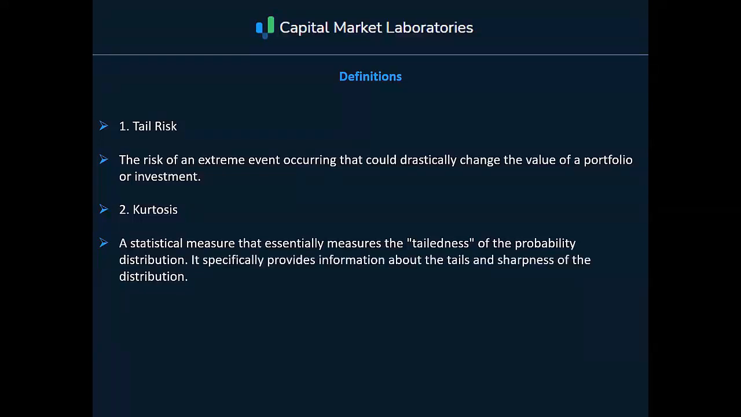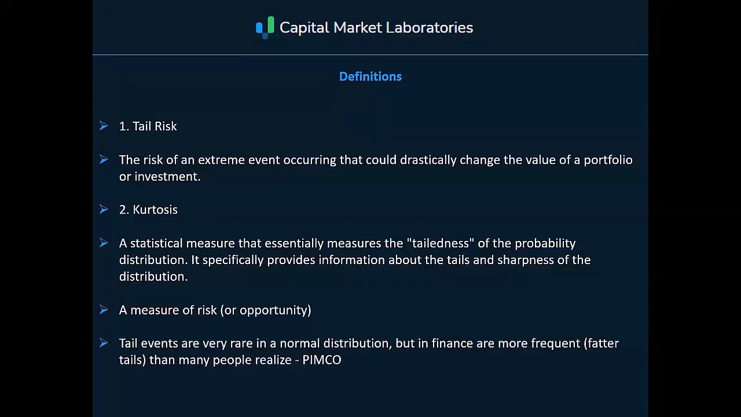It specifically provides information about the tails and the sharpness of the distribution. It's a measure of risk or opportunity ultimately. So tail events are very rare in normal distributions, and normal here, we're not using the word normal colloquially. We're using it fundamentally as a definition, so a type of distribution, a Gaussian distribution. But in finance, they're much more frequent. So we see fatter tails, much fatter tails than people realize.